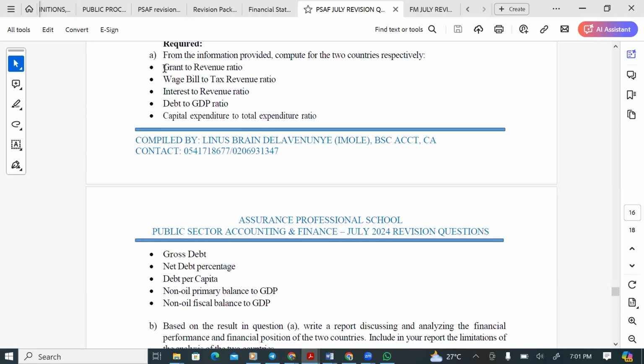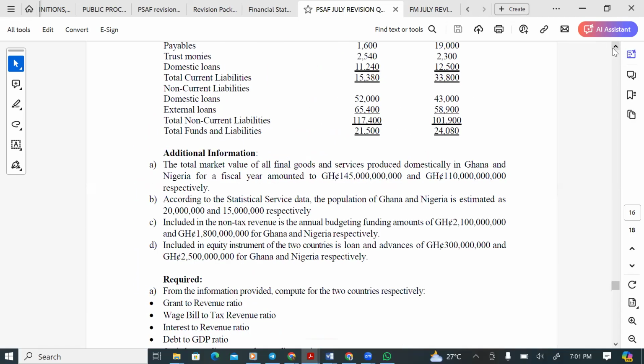But apart from that one, these ratios, you don't need to memorize them. Okay, because the ratios are going to define themselves for you. If they say grants to revenue ratio, how do you calculate that?